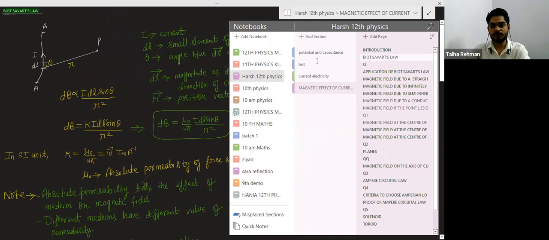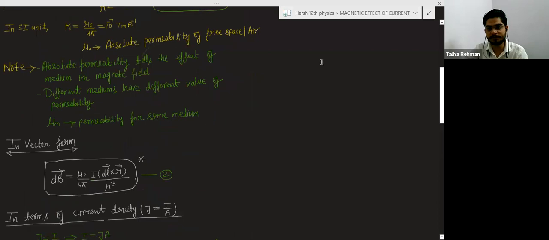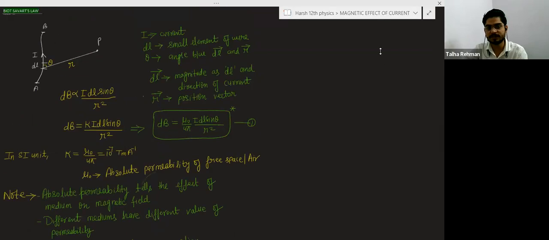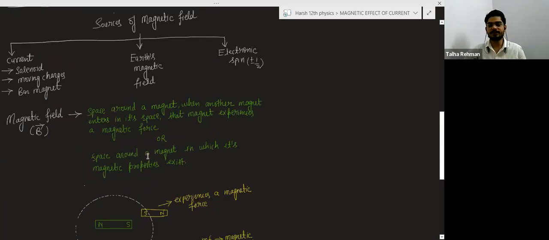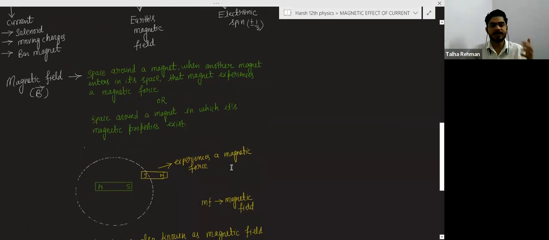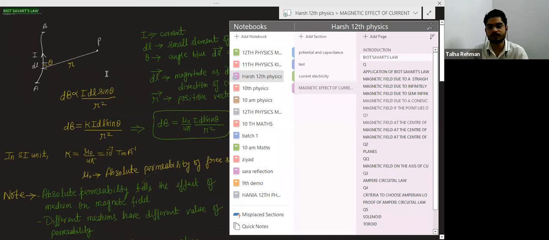So, what we have completed, I am revising it once. We have discussed what the sources of magnetic field are. There are three sources we have discussed: first is current, second is earth, and another is electric field. And about the magnetic field, I have discussed what it is, and like the electric field, you can define a magnetic field. After that, I have discussed the Biot-Savart law.